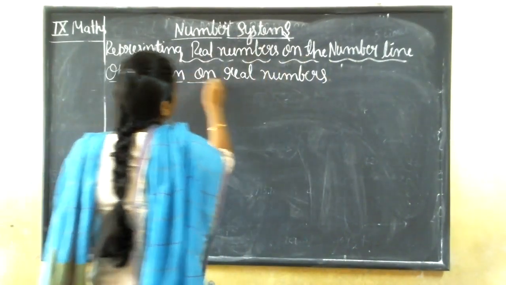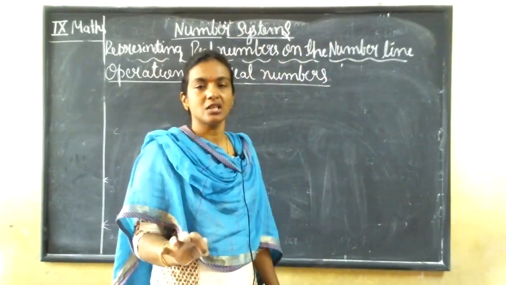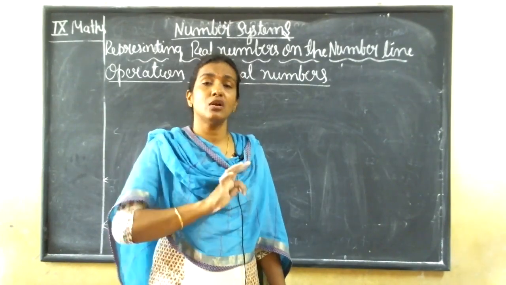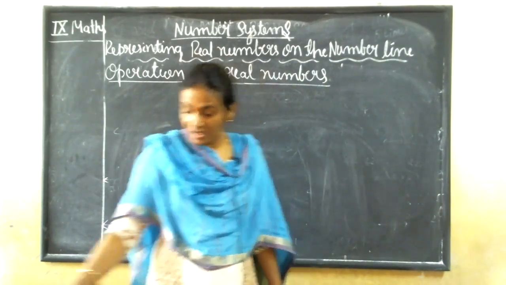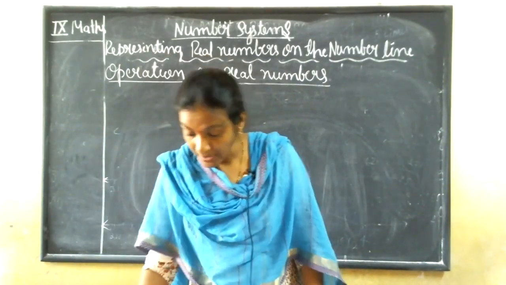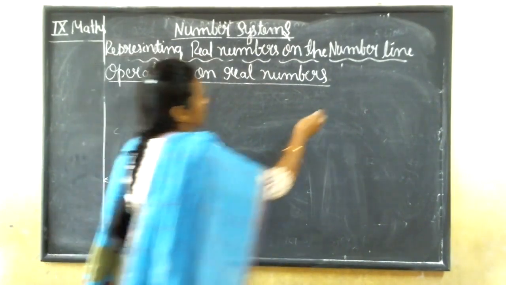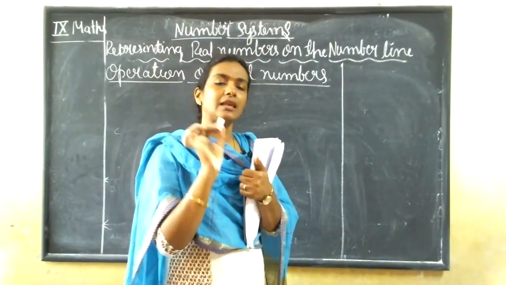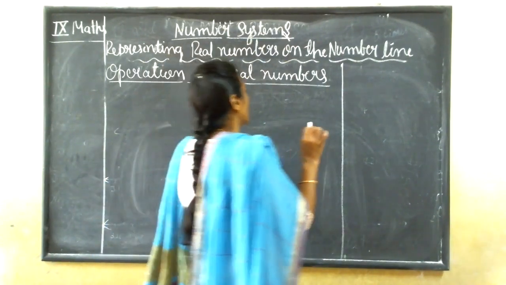Whenever I use the word real number, it means this includes all kinds of numbers: rational, irrational, decimal, natural, whole number, integer, everything. Okay, everything it consists. So here now we are going to learn operations on numbers. Clear? I'm just going to give you an example and explain how this happens.